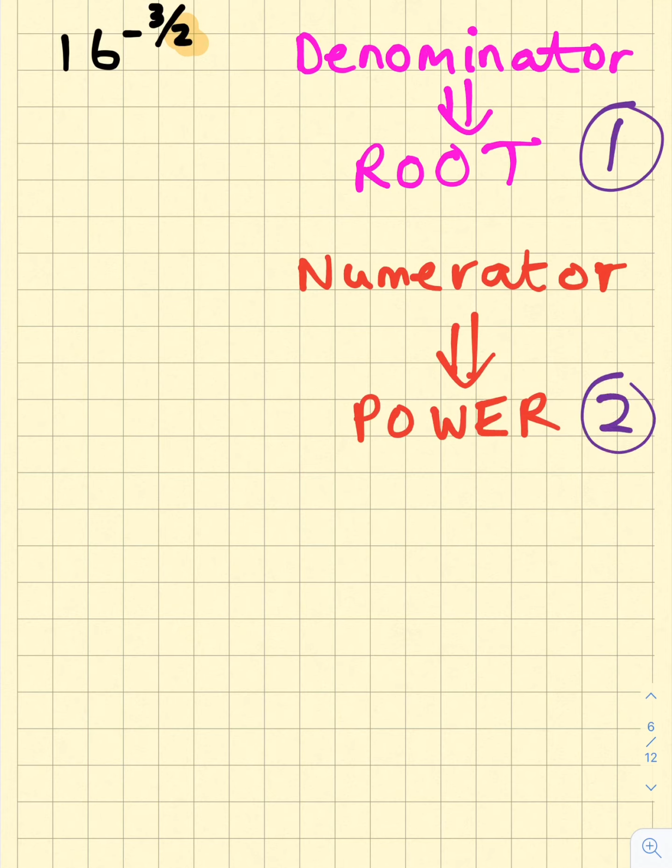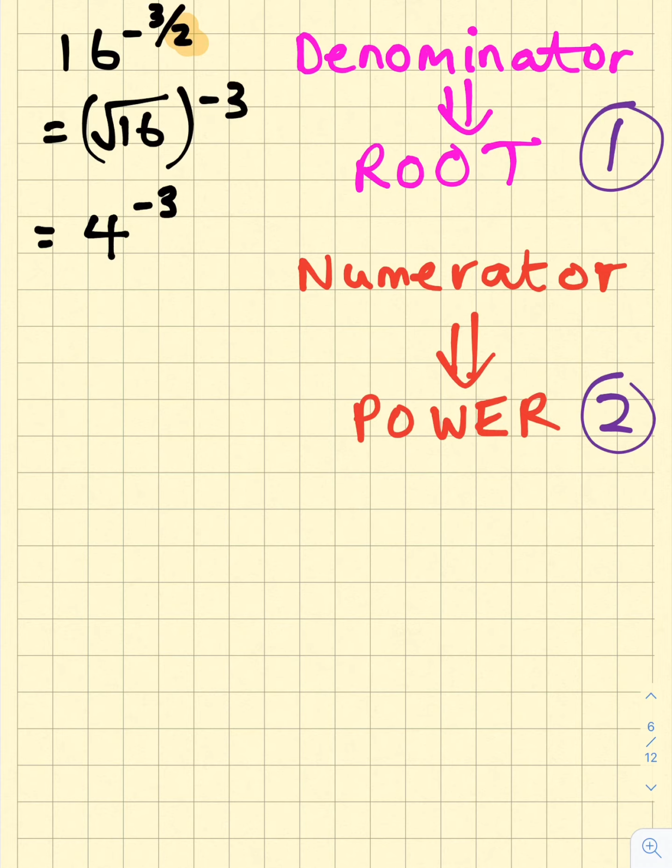So let's do that. Here we have root 2, or square root. So what is the square root of 16 first of all? And then we are going to raise that to the power of negative 3. So the square root of 16 raised to the power of negative 3. Well, the square root of 16, so which number multiplied by itself once gives you 16? Well, that is in fact 4. So we have 4 to the power of negative 3.